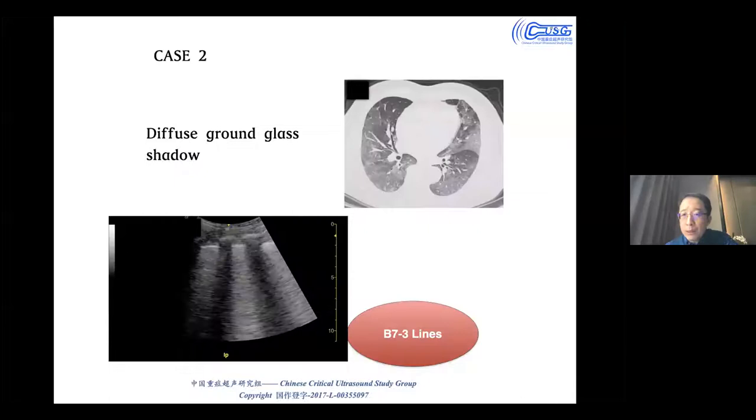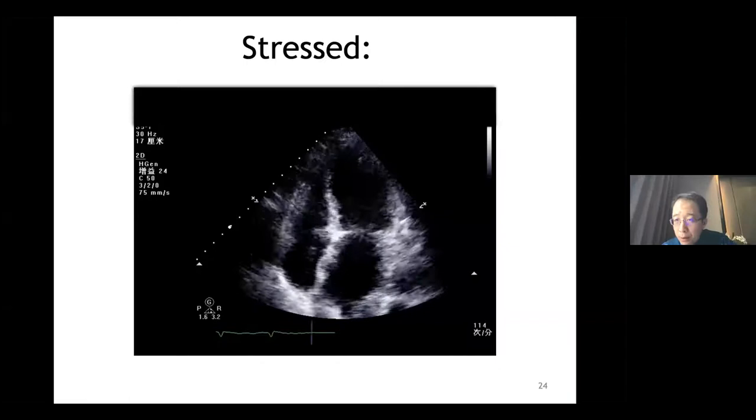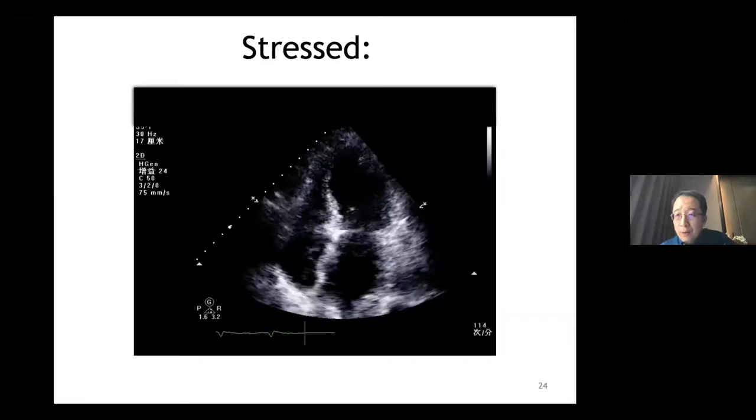And case two tells us the patient got a diffuse one. The CT scan tells us diffuse ground glass shadow, diffuse GGO, and the lung ultrasound indicates diffuse B7, B3 lines, and then the heart indicates a stress cardiomyopathy. As we can see, the patient has apical ballooning syndrome, and it's very classical.